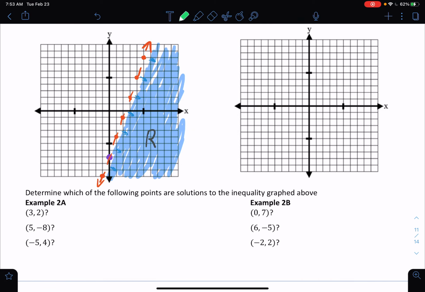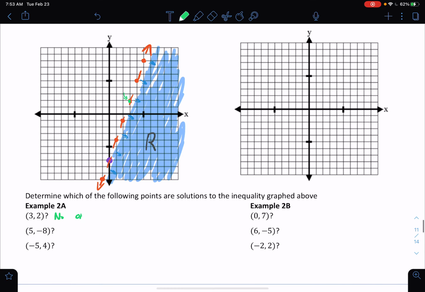So (3, 2). If I graph (3, 2), if you notice, that's on the boundary line, which means no, it's not a solution because it's on the dashed boundary line. Okay, what about (5, -8)? Well, (5, -8) is right there. That's definitely a solution.